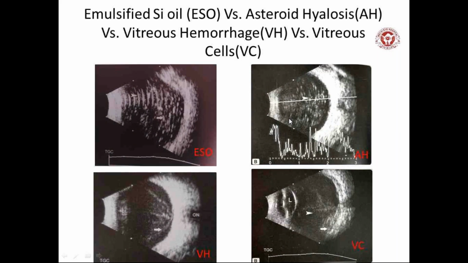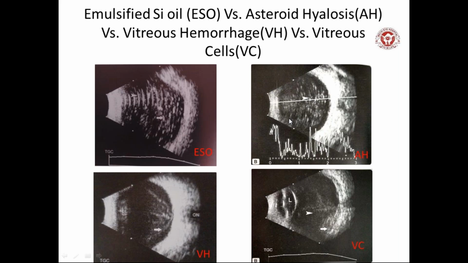We can do another scan also. If we scan the superior quadrant, then in case of silicon oil, echoes increase, but in steroid hyalosis, echoes remain the same. Similarly, in this picture, there are lots of low reflective echoes noted in the vitreous cavity. So in both the pictures, it looks the same.